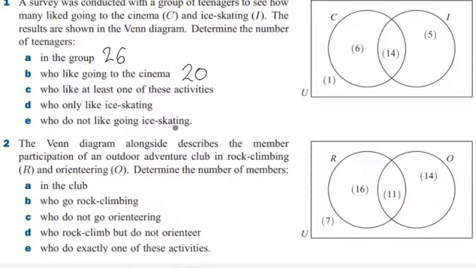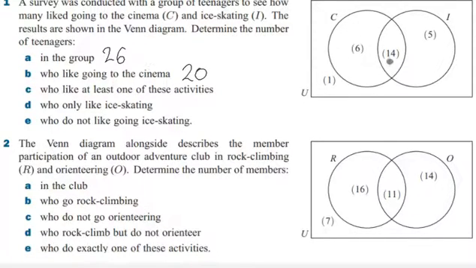Okay, now the number of teenagers who like at least one of these activities. This is the key word, at least. So they might like more than one, but they must like a minimum of 1. So all you need to do is to add everything up. Everyone here likes at least one activity. Those here like 2. People here like 1. Here like 1. This likes none.